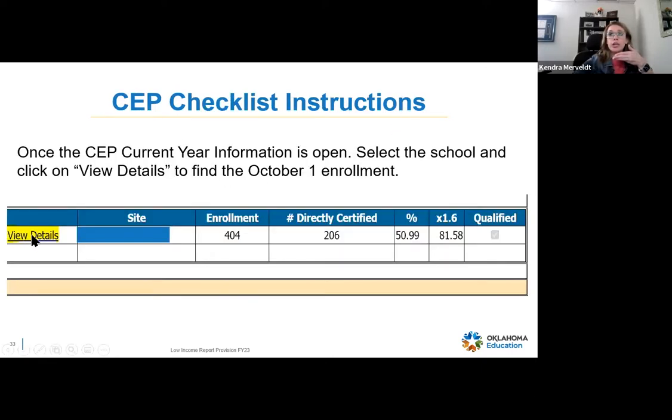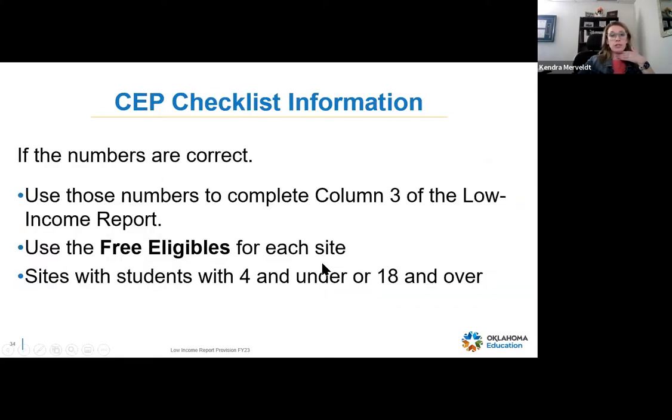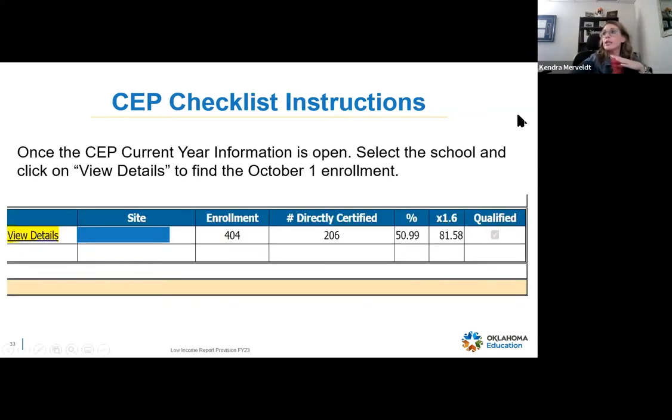Again, right here, you're going to click view details. And then when you do that, it does tell you what your percentages are. You do not use the multiplying factor, you use your actual percentages. So if the numbers do look correct, again, you guys need to verify that. You use in column 11, you use your free eligibles for each site. And then sites with students, make sure you get your number for those 4 and under. So you are using the same information, but this is where you go to get your percentages. Do not use the qualifying factor.